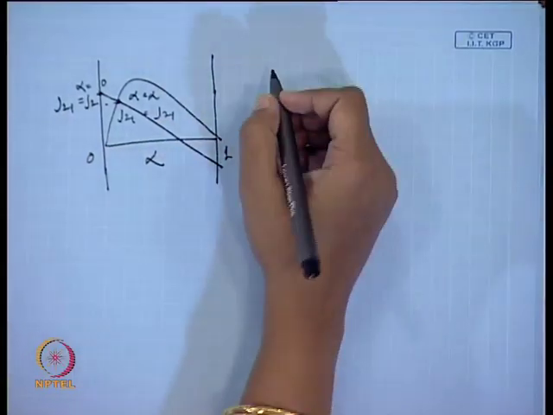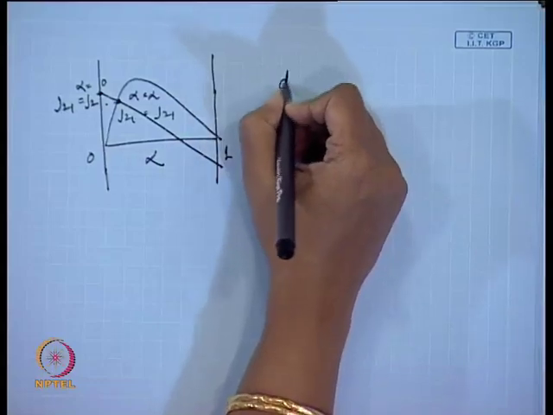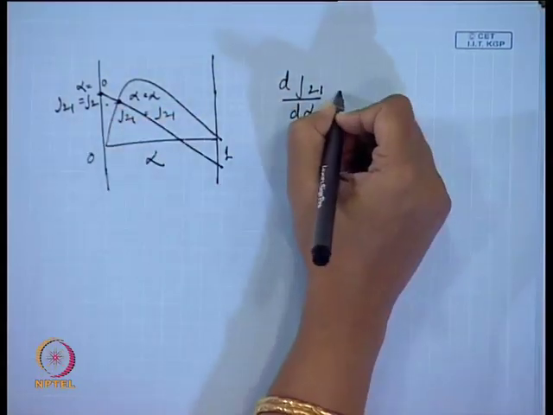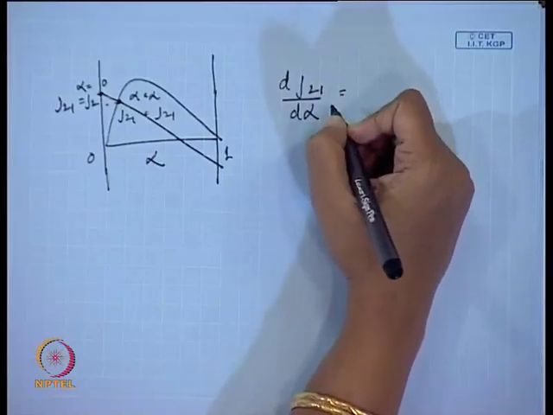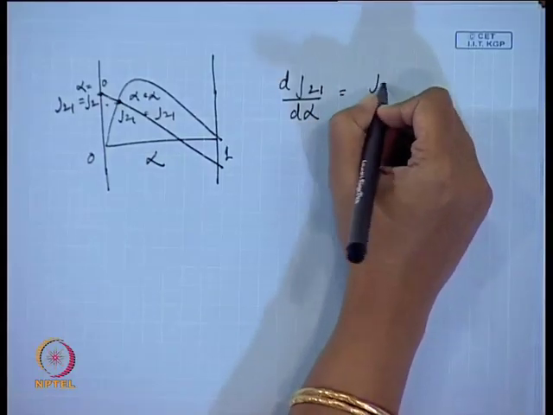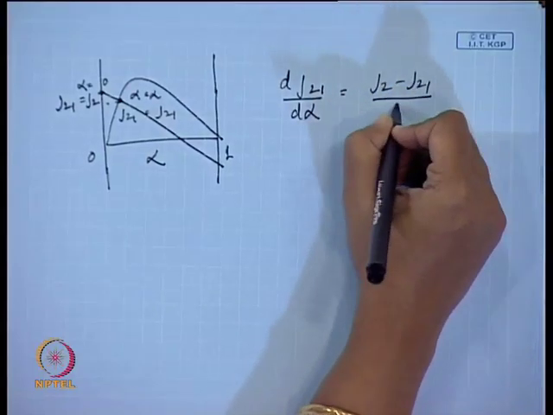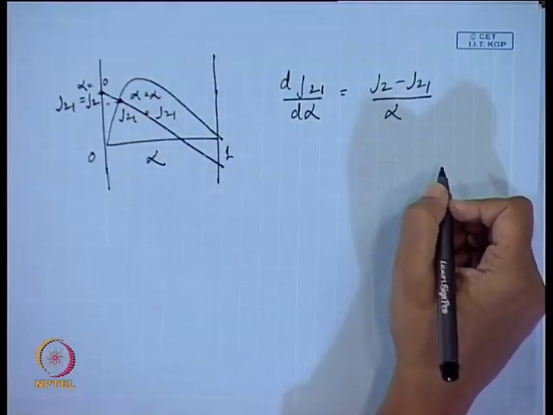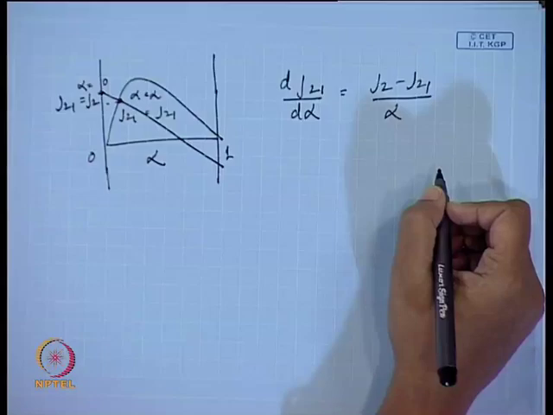Now, what is the slope of this line? The slope of this line, dJ21 by d alpha, is nothing but J2 minus J21 by alpha minus 0, correct? This portion is correct.